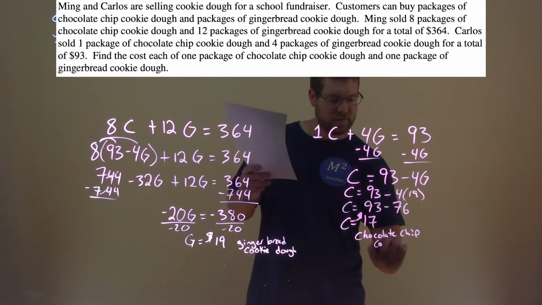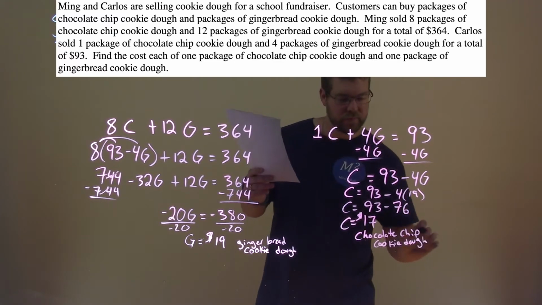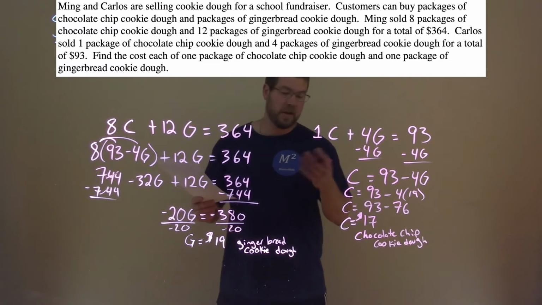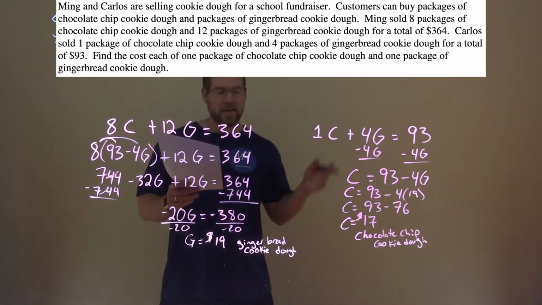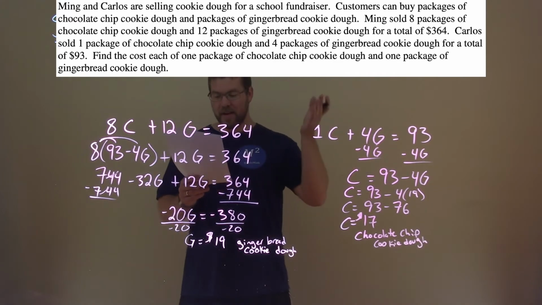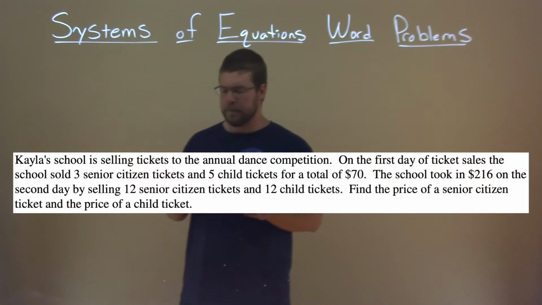So much writing. And there we have our final answer. The price of the package of gingerbread cookie dough is $19, and the price of the package of chocolate chip cookie dough is $17.